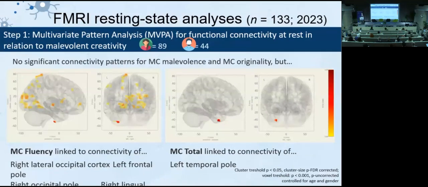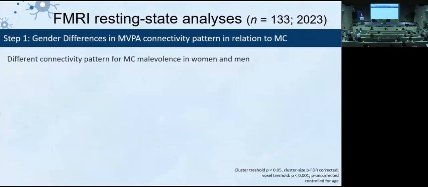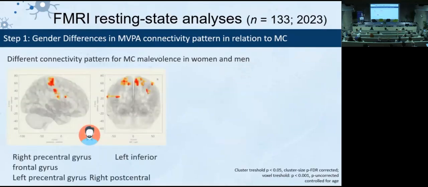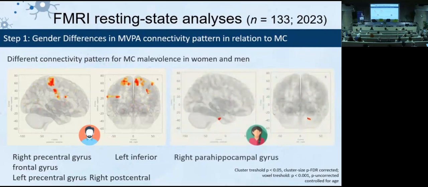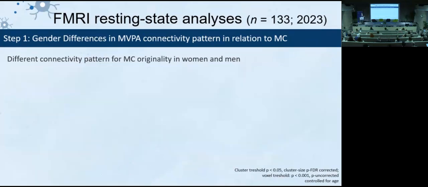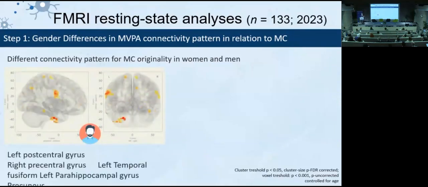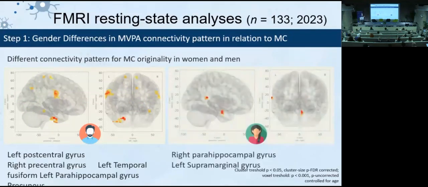This is interesting, but it gets even more interesting when we look at gender differences, because for malevolence, the pattern for men and women was rather different. So for men, malevolence was linked to connectivity of the precentral and postcentral gyrus, but also the left inferior frontal gyrus, while for women, it was only linked to connectivity of the right parahippocampal gyrus. For originality, differences again emerged. For men, it was linked to postcentral, precentral gyrus connectivity, also the left temporal fusiform gyrus and parahippocampal gyrus. For women, there seems to be again a difference: right parahippocampal and left supramarginal gyrus with the rest of the brain.